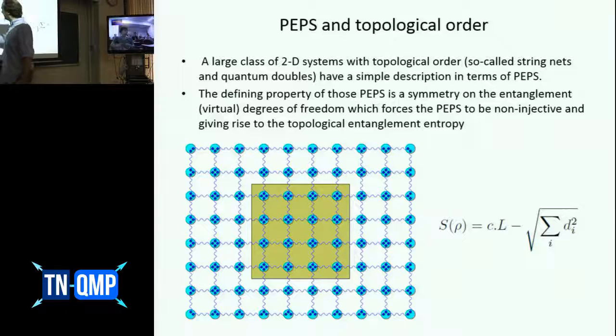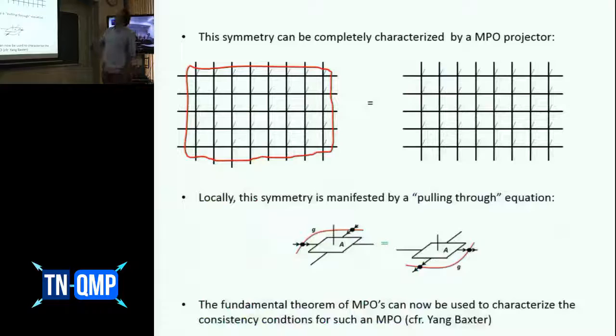Okay, and if the virtual levels live in a subspace of your full space, it must have a certain symmetry. That's exactly what this quantum correction to the entanglement entropy is. So let's make this a little bit more explicit. You take this PEPS picture, and it turns out that topological order will be represented by some matrix product operators that characterize the symmetry. You take this block, put this MPO around it, and this whole block must be equal to this. This is a symmetry, and therefore this cannot be full rank. That's what the correction to the entanglement entropy will give you.